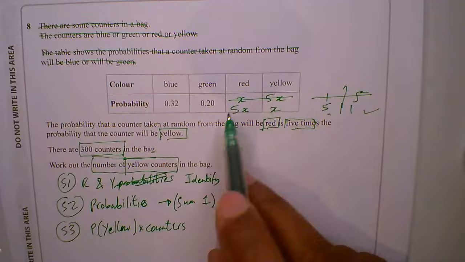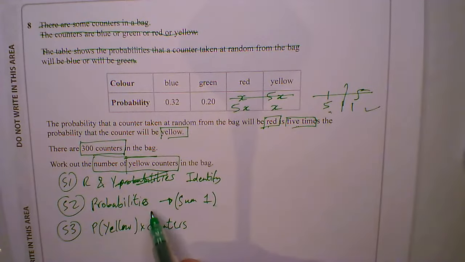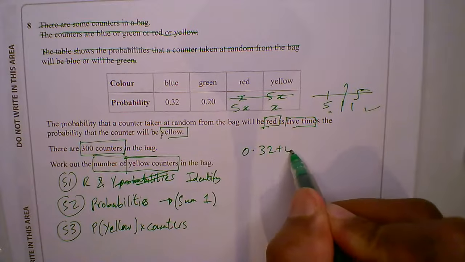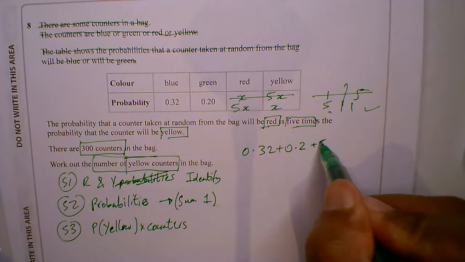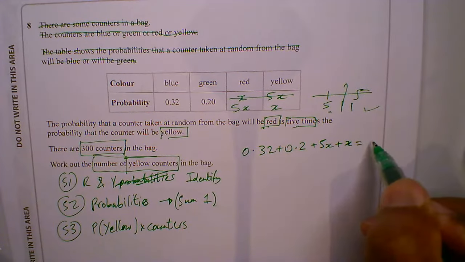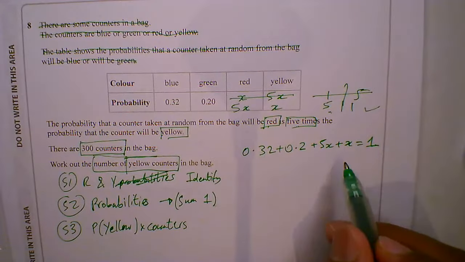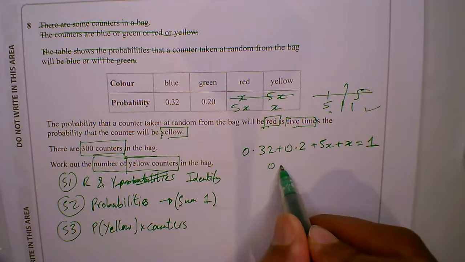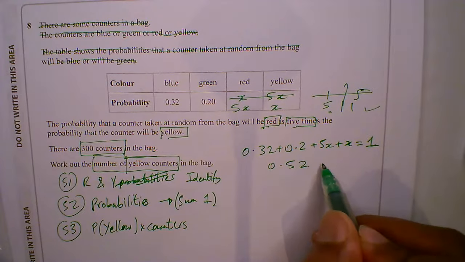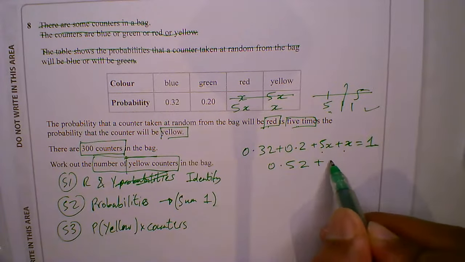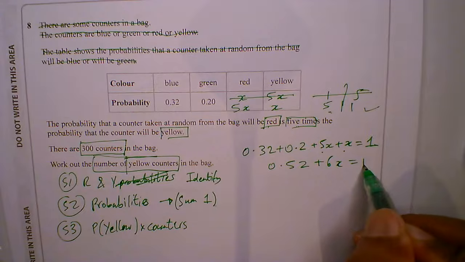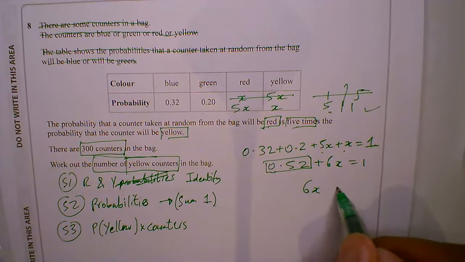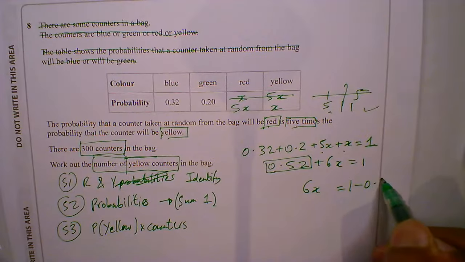So now we've got this. Now we can go on to finding the probability. All of these added makes 1. 0.32 plus 0.2 plus 5x plus x equals 1. So now I can simplify this. 0.32 plus 0.2 is 0.52. 5x and 1x is 6x, equals 1. Then I can take this away. So 6x equals 1 take away 0.52.